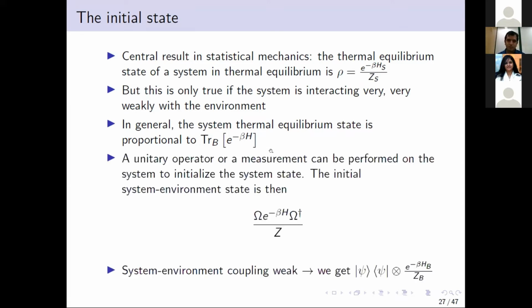So in actual fact, you start off from the combined joint thermal equilibrium state. You apply some operator on the joint thermal equilibrium state to prepare the system state. Omega is just an operator that acts only in the system Hilbert space. Z is just a normalization factor to ensure that the trace of the whole thing is one. Then you can show mathematically that if the system-environment interaction is weak, you just get this. The system and the environment are essentially initially not talking to each other. They're independent of each other. Psi is just the initial system state, and this is just the thermal equilibrium state for the environment. This is the initial state that people most commonly use when they are using a master equation.